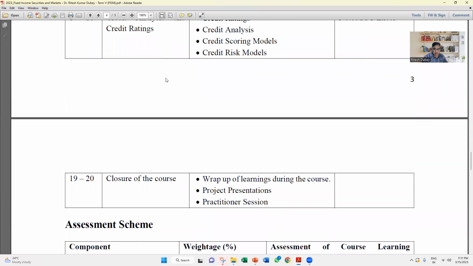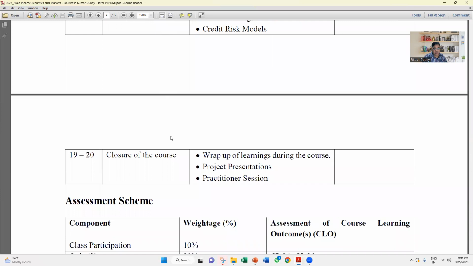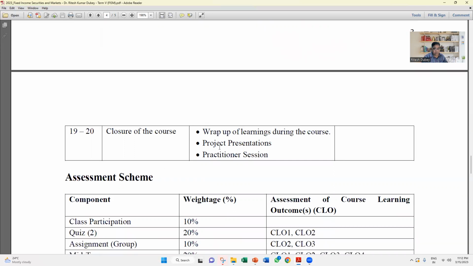And towards the wrap up of the course, we are going to have certain project presentations. I'll try to bring some practitioner for a session, and we will try to create the storyline, right? So we'll try to rewind the storyline. How did we start and how did we end up towards the course? What we have learned, what we have covered, right? And what are the future aspects pertaining to the fixed income securities market? So that is what we are doing in this course.